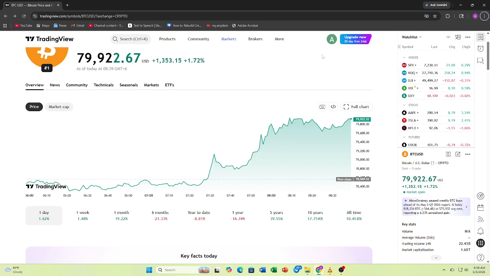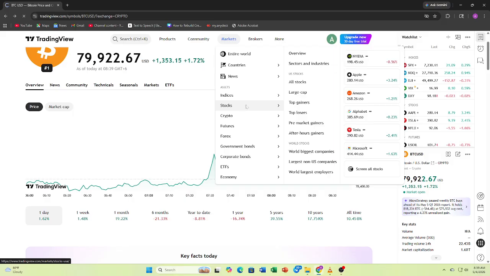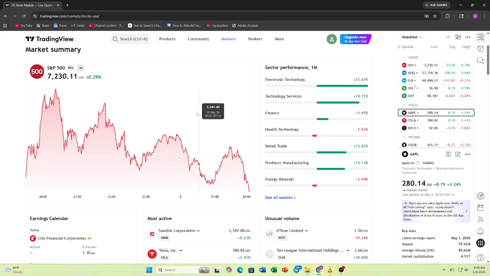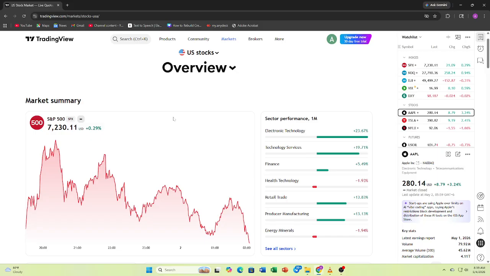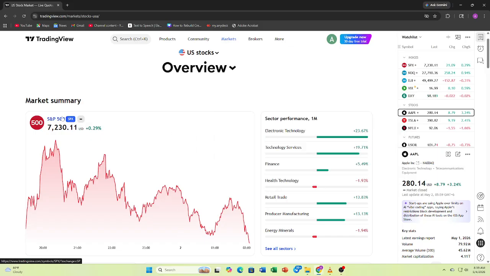Hey, so if you want to learn how to use TradingView for stock analysis, yes, this is one of the most useful tools for studying market trends, finding setups, and planning trades. In this guide, I'll break it down step by step. First, open TradingView and search for any stock you want to analyze. For example, you can search Apple, Tesla, or any company you're interested in.